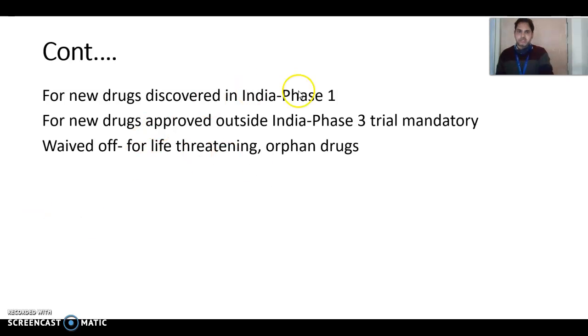Some important points related to this NDCT: for new drugs discovered in India, you have to conduct a phase 1 clinical trial, but for new drugs approved outside India, a phase 3 trial is mandatory. But again it varies case to case, and it can be waived off also, particularly in life-threatening conditions or for orphan drugs. These phase 3 trials can be waived off also.